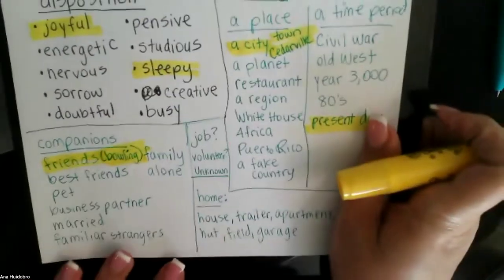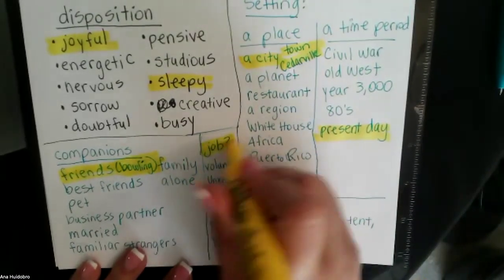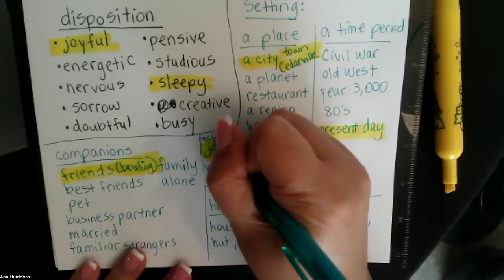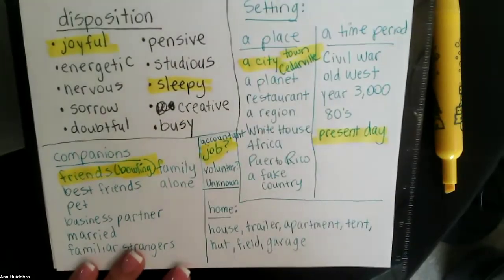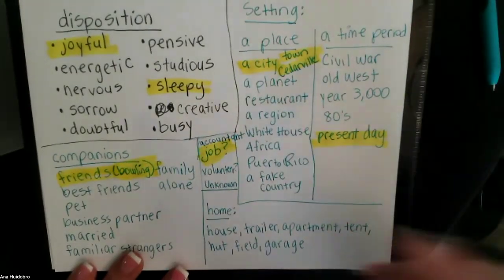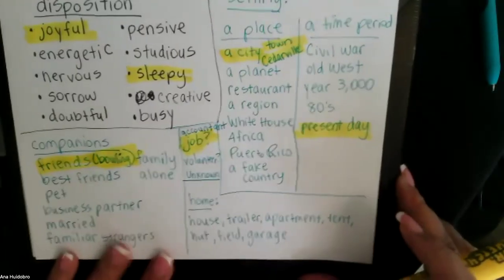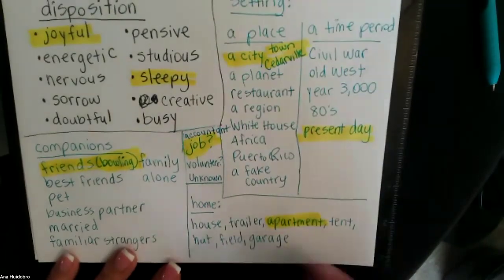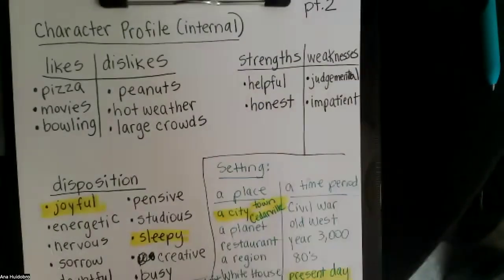All right. And then my George McTrunk, he's going to have a job. I think George is going to be an accountant. So he goes to work every day with his self-imposed uniform of a button-down shirt and tie. And I think my George is going to live in an apartment, and that's all I use.